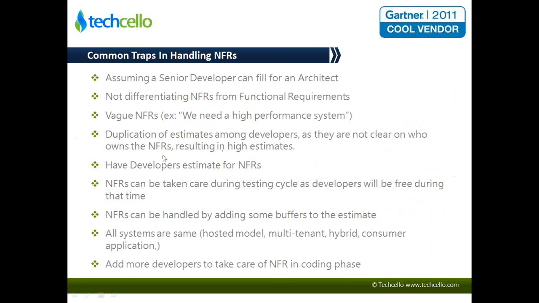So that's one common pitfall. The other problem is the estimation for this NFR. Again, what happens is the NFR gets lost across the product. It gets merged with the functionality and goes to the developers for estimation.